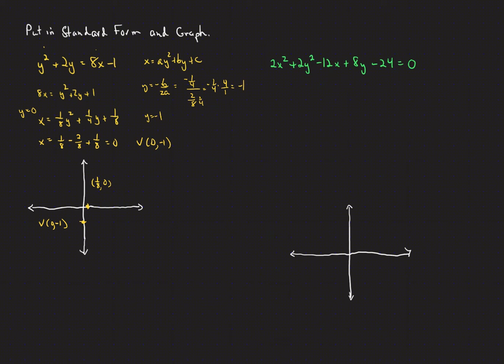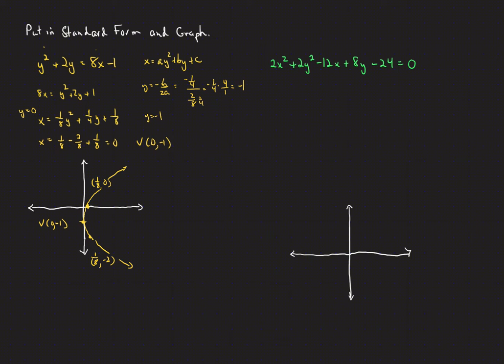And then using the symmetry of our parabola that we know is opening to the right, there's going to be another point over here at (1/8, -2). So our parabola is going to open to the right and open pretty widely. So it's going to look something like that.